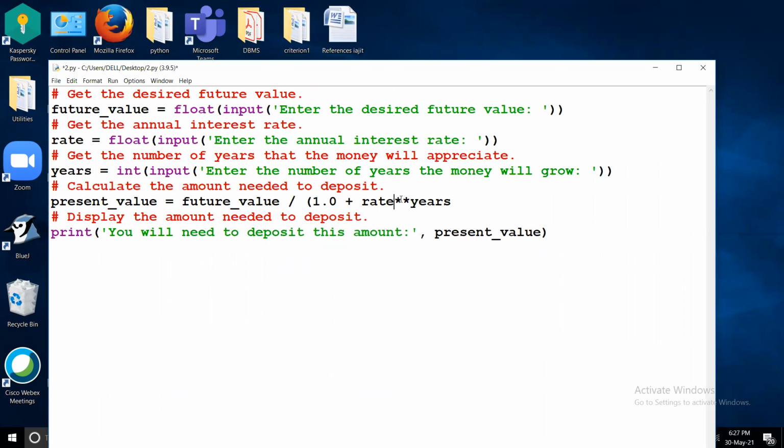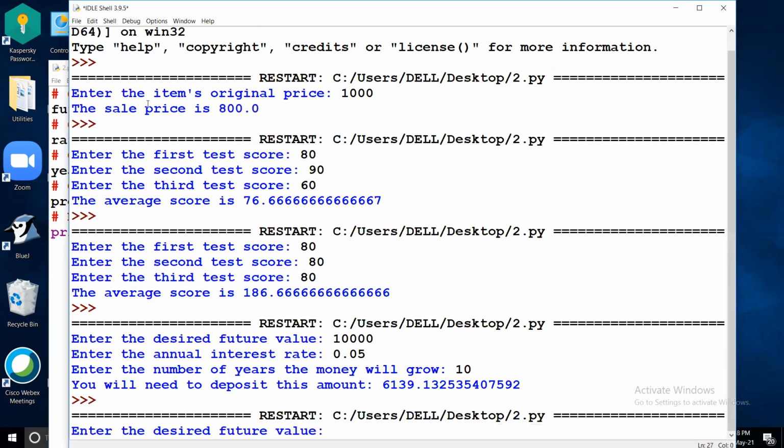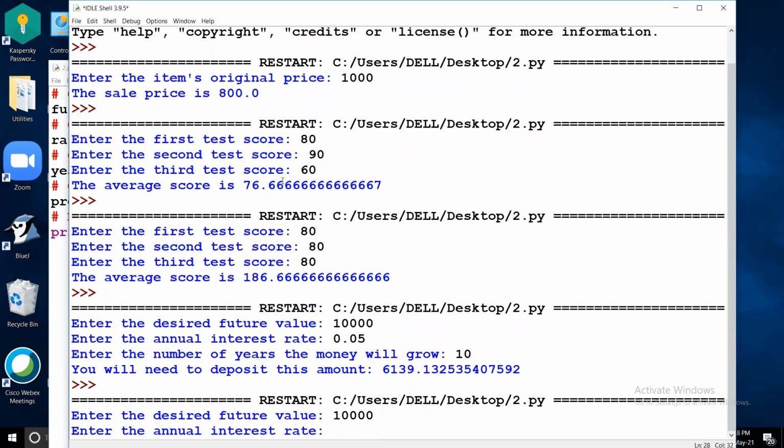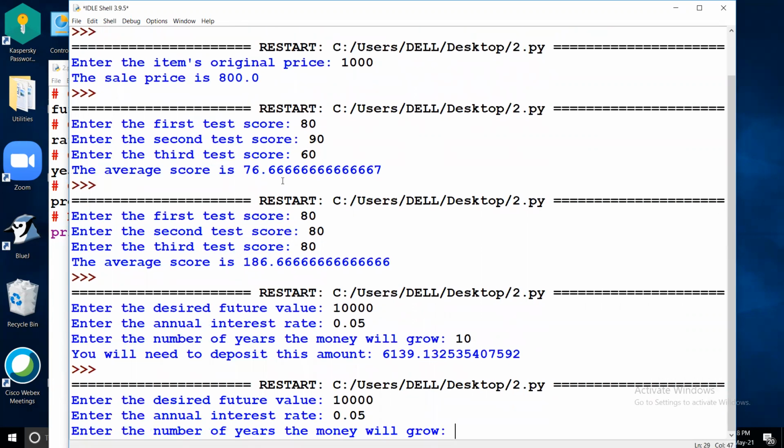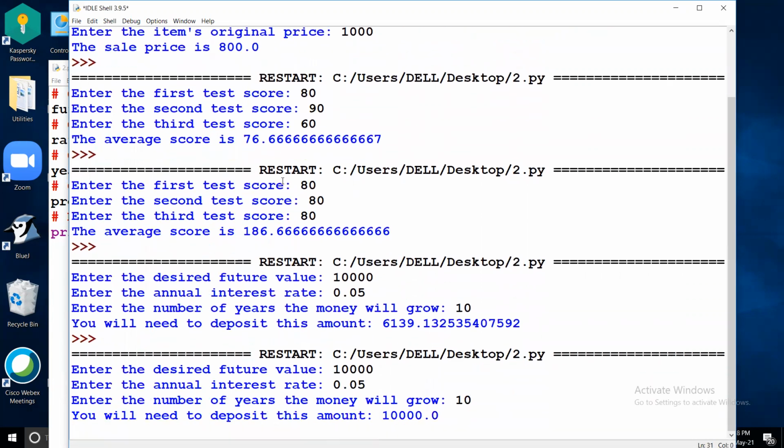I am removing this parenthesis. What will happen? Instead of 1 plus rate, the whole power years, it performs rate power years, and then 1 will be added. Now let us see what will happen if I run this program. Save it and run it. I'm using the same input, 10,000 and 0.05, to show you how the output changes.